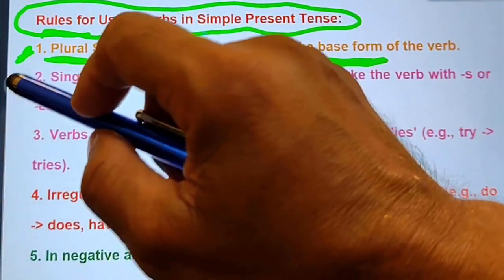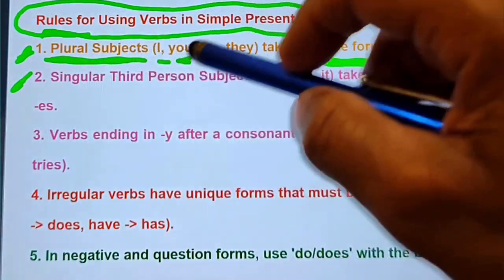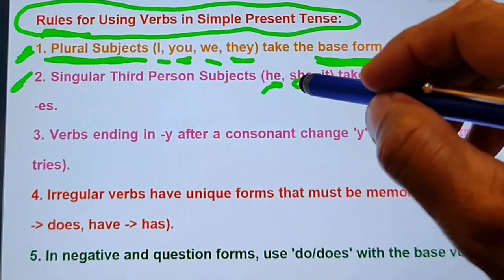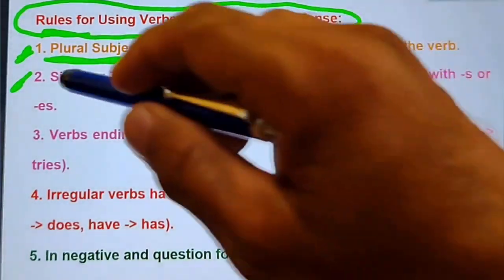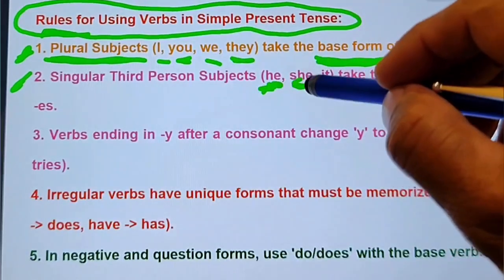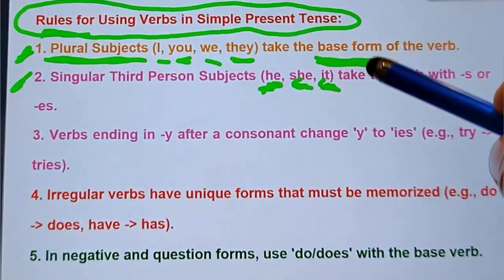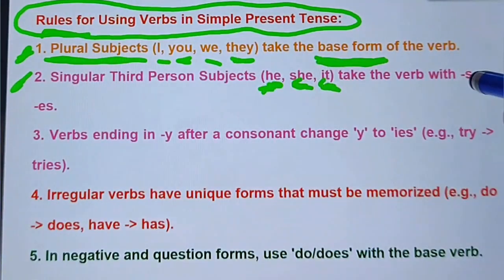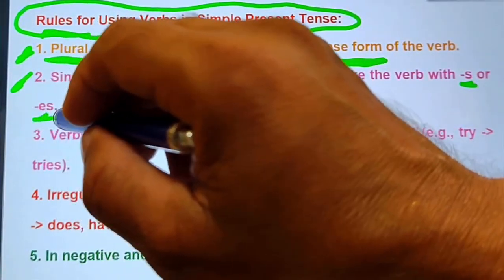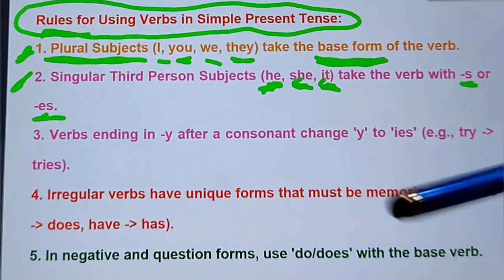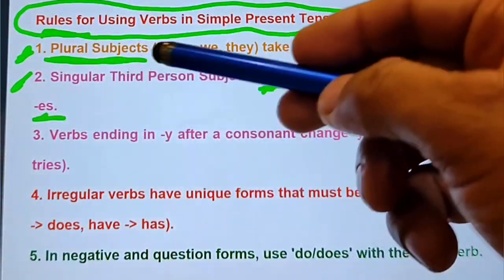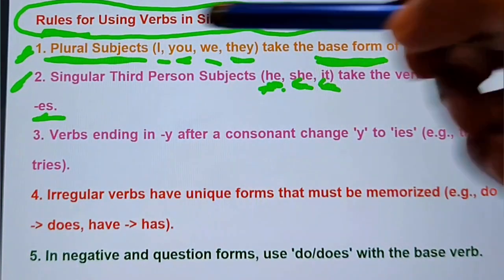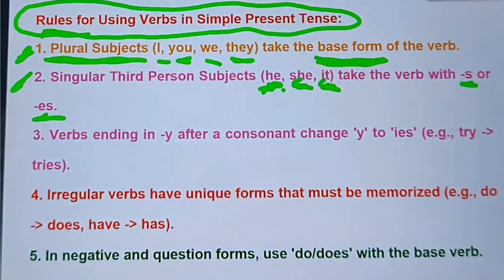And second rule here, for singular third person subject: if we have in a sentence he, she, it, this is a singular third person subject. When we have this, then take the verb with s or es. We add an extra s or es with the base form according to the requirement. This is the singular third person subject, he, she, it. We add extra s or es according to the requirement.